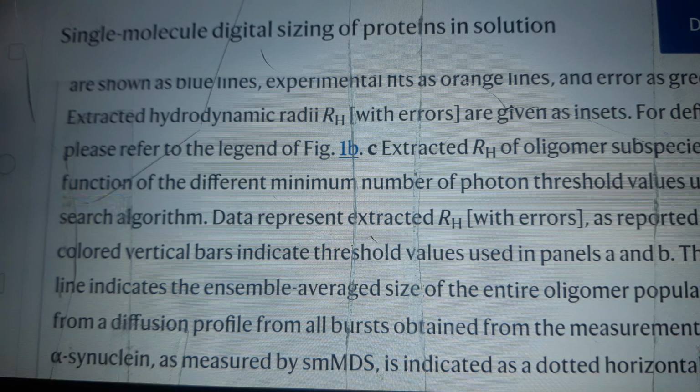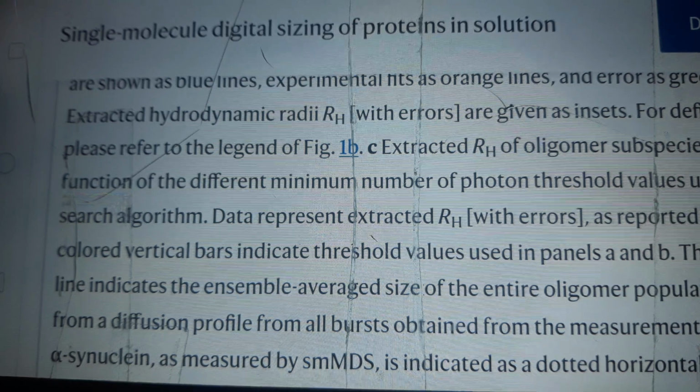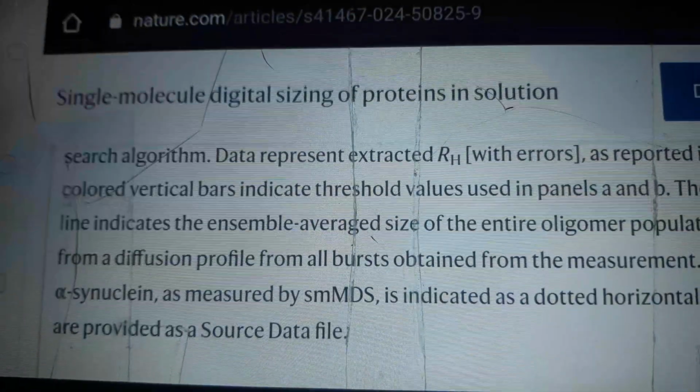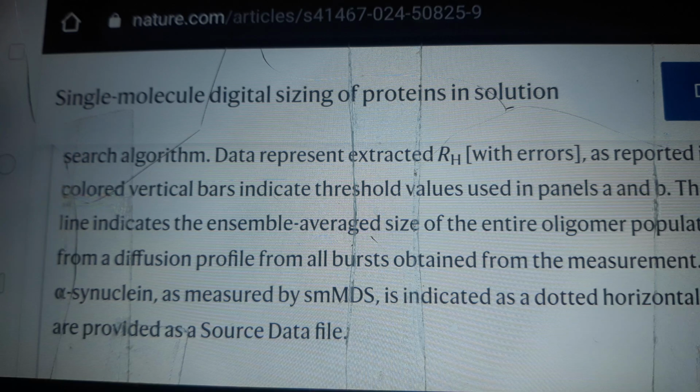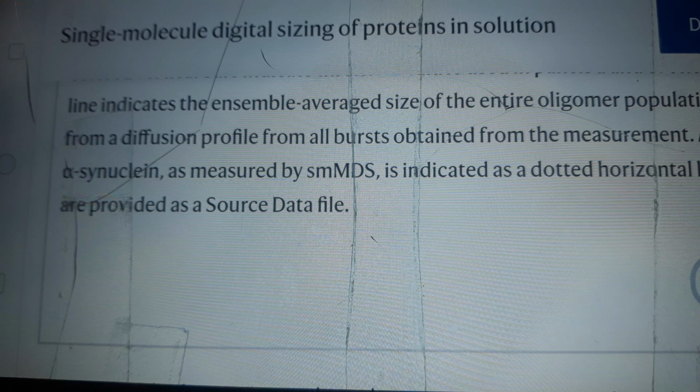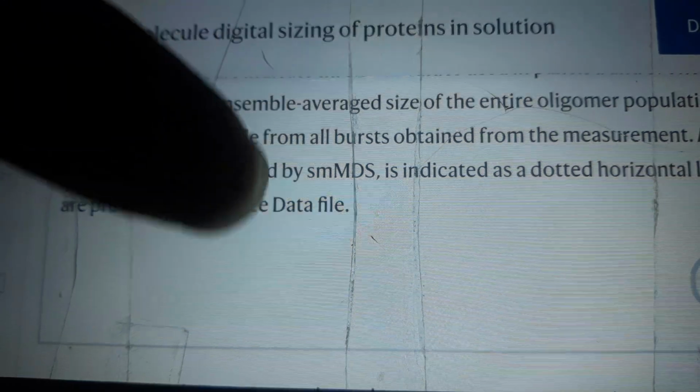The next is C, extracted RH of oligomer subspecies displayed as a function of the different minimum number of photons threshold values used in the burst search algorithm. Data represent extracted RH with errors as reported in panel B. The colored vertical bars indicate threshold values used in panels A and B. The horizontal dashed line indicates the ensemble average size of the entire oligomer population generated from a diffusion profile from all bursts obtained from the measurement. RH of monomeric alpha-synuclein as measured by SMMDS is indicated as a dotted horizontal line. Source data are provided as a source data file.